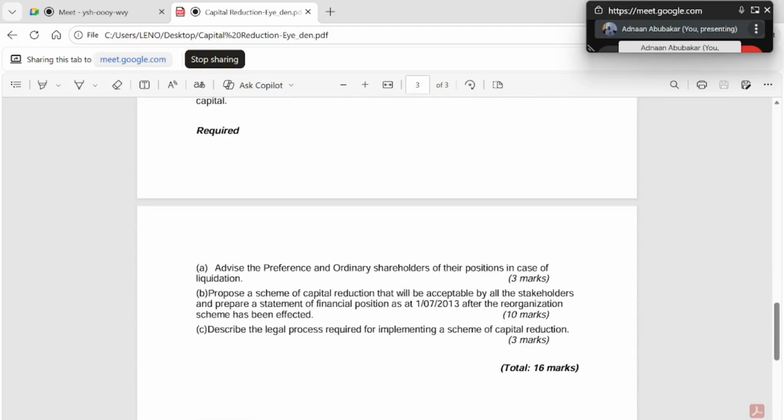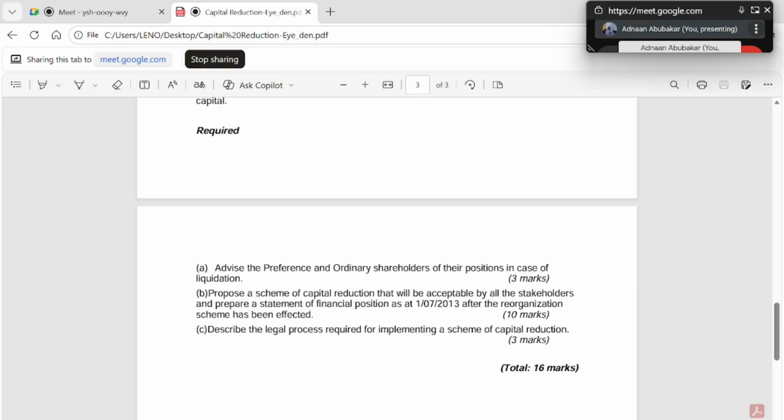Now the requirement, as we already know. Advise the preference and ordinary shareholders of their position in the case of a liquidation. Please, if you have questions, you can draw my attention. You will mute yourself, then you talk. Now, propose a scheme. So here, you are going to advise them. Before you give advice, what they mean is that you consider the liquidation and the reorganization, you understand?